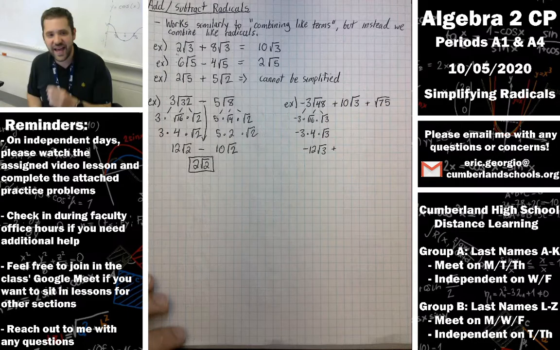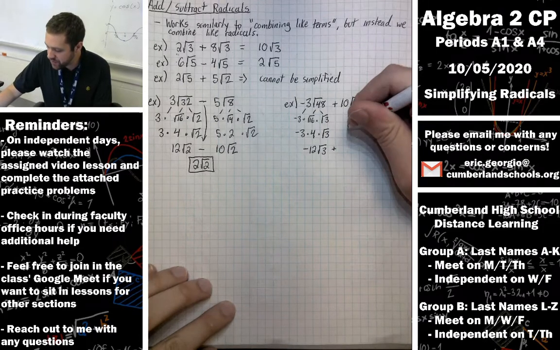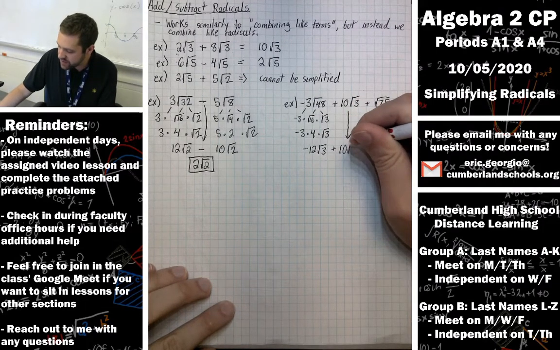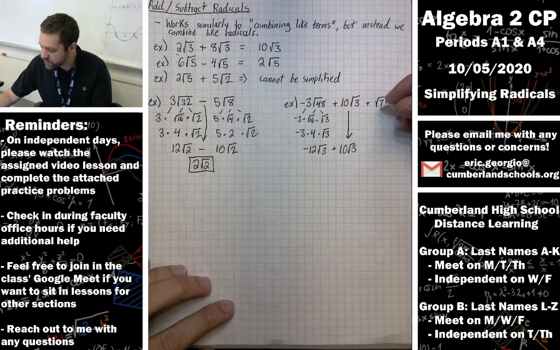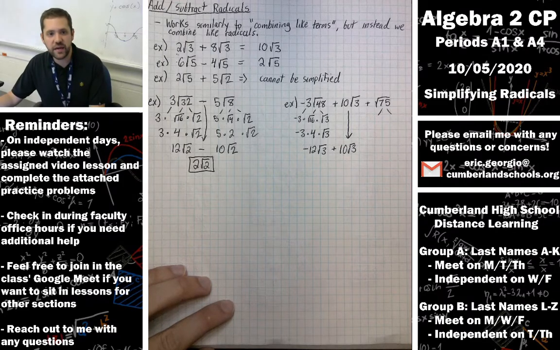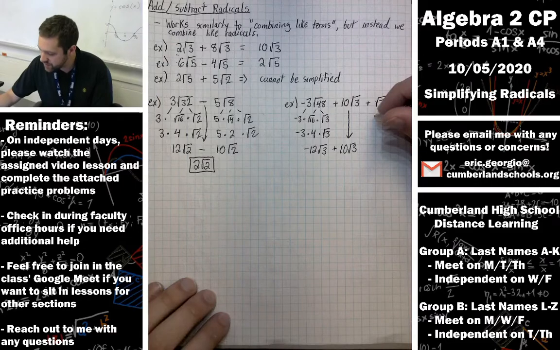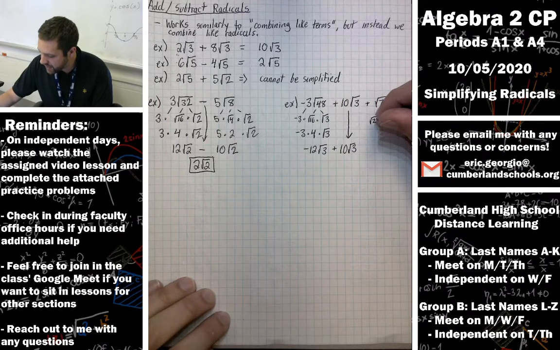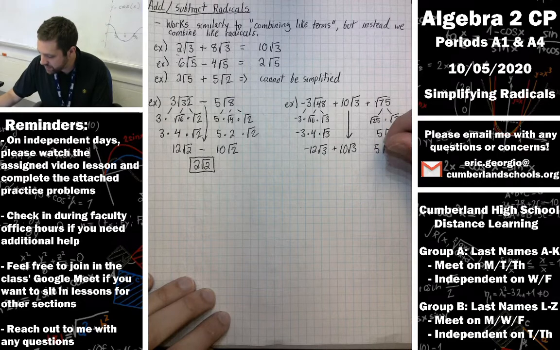Next, we have 10 square root of 3. Well, 10 square root of 3 cannot be simplified, right? Radical 3 is already as simple as it can get, so it's just going to carry straight down. And next, we have the square root of 75. The biggest perfect square factor that goes into 75 is 25, right? Because we have the square root of 25 times the square root of 3. The square root of 25 is 5, so I get 5 radical 3. I'll just rewrite that down here so it's in line with everything else.